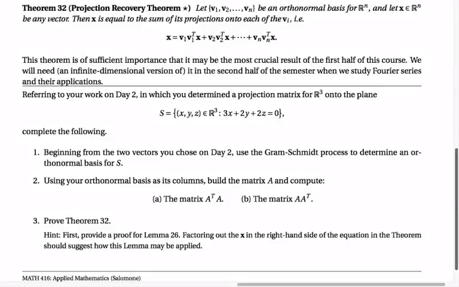Theorem 32 is probably, as I mentioned in this sentence right here, the most important theorem of the first half of the course. It's one of the reasons that we're ultimately going to care about projection. What it says is that if I have an orthonormal basis for my entire vector space, if my entire vector space is Rn, let's say, then we can recover any element of Rn, any vector x, as the sum of its projections onto each of the vectors in that basis. This is something that need not happen if your basis is not orthonormal, but if your basis is orthonormal, then x, any vector, is equal to the sum of its projections onto all of the VI's.